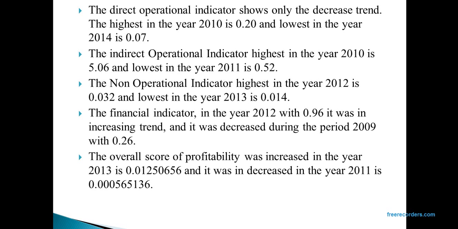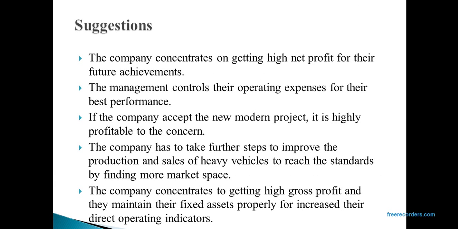The indirect operational indicators are highest in the year 2010 at 5.6 and lowest in the year 2011 at 0.52. The non-operational indicators are highest in the year 2012 at 0.032 and lowest in the year 2013 at 0.14. The financial indicators in the year 2012 were 0.96, an increasing trend, and it decreased during the period 2009 with 0.26. Suggestion: the company should concentrate on getting high net profit for their future achievements.